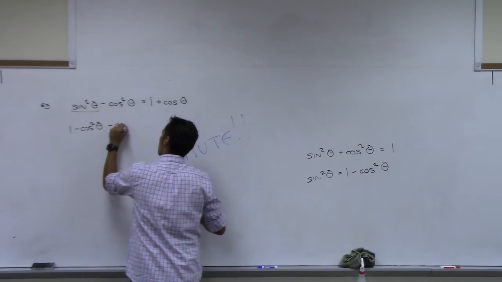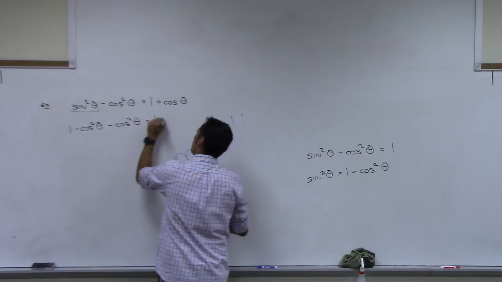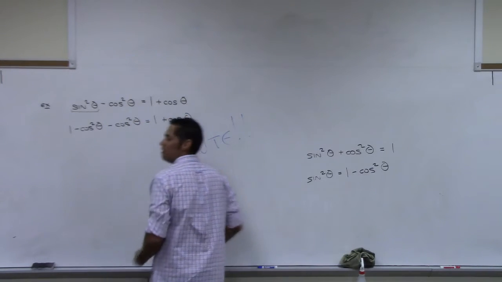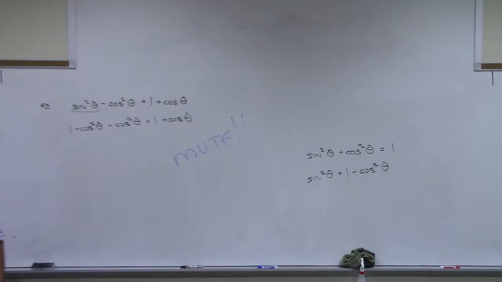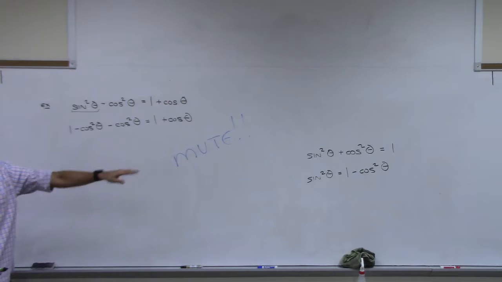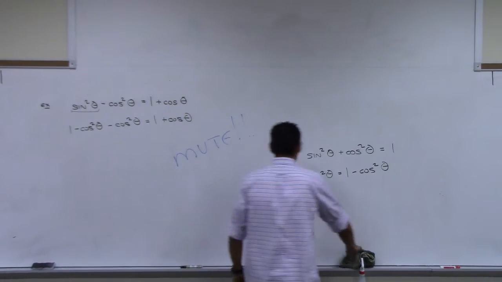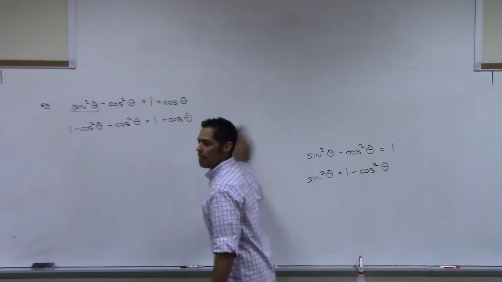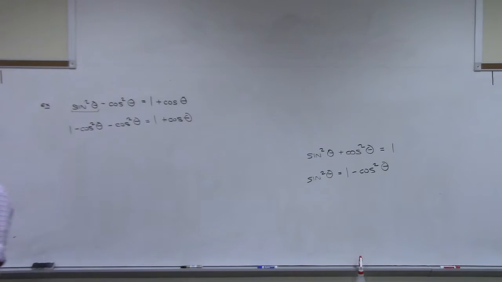Then I have minus cosine squared theta equals 1 plus cosine theta. That is the exact same expression, isn't it? You can replace just this piece, sine squared theta, with what it is, and that will switch it over to cosine squareds. Now that you have that, you have a quadratic. This actually turns out to work out pretty clean here. So your approach was different, but gets you to the same place. Good.